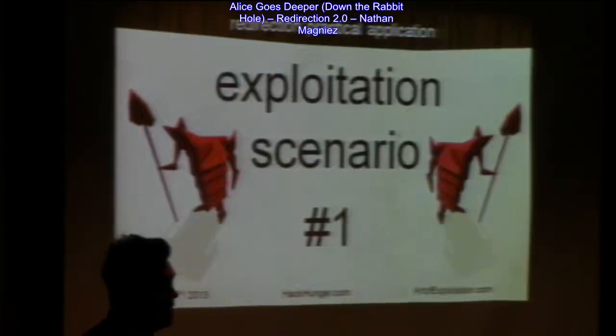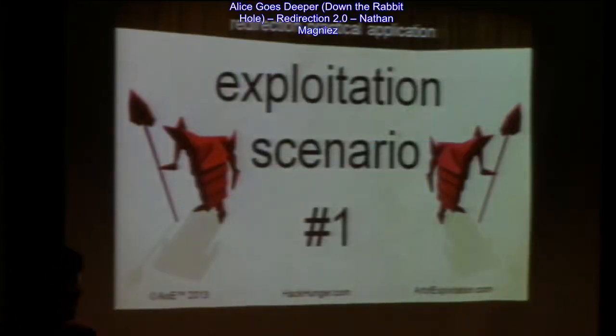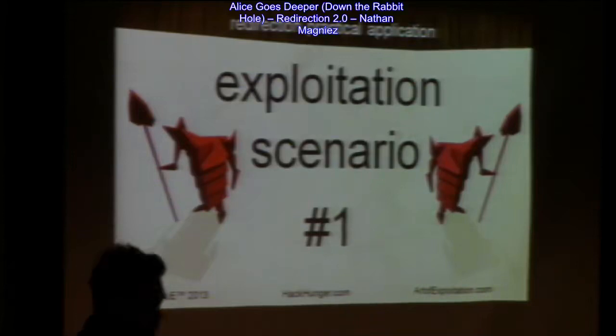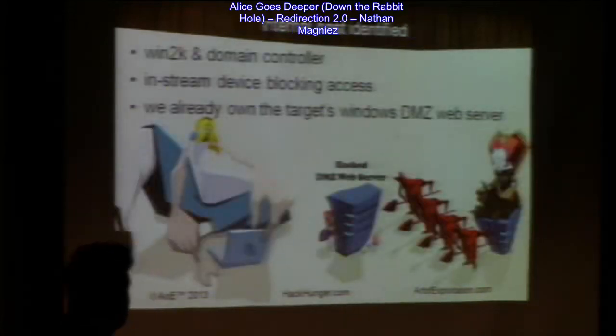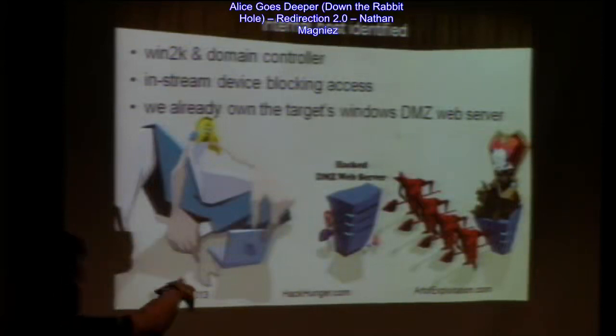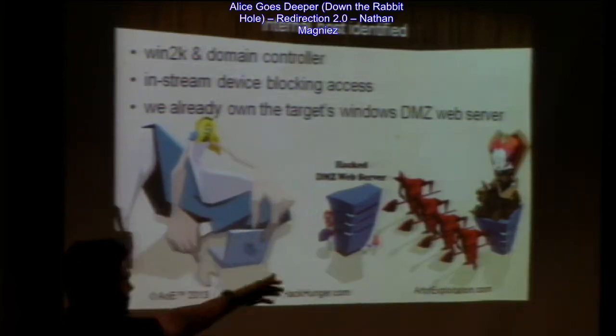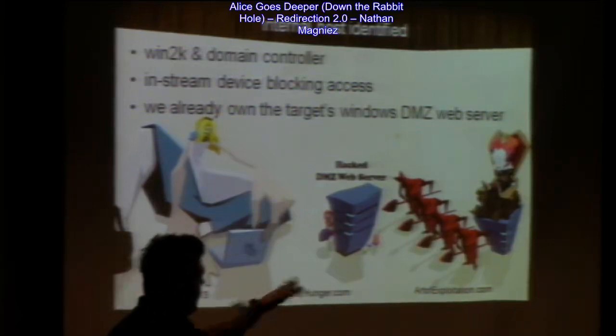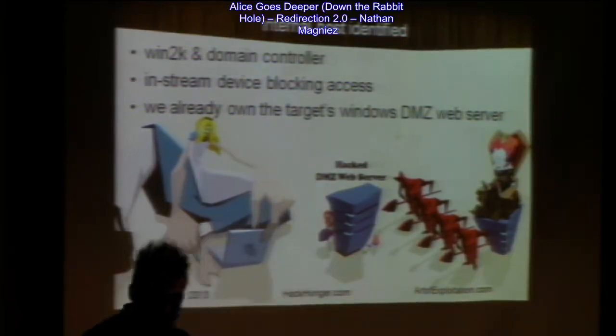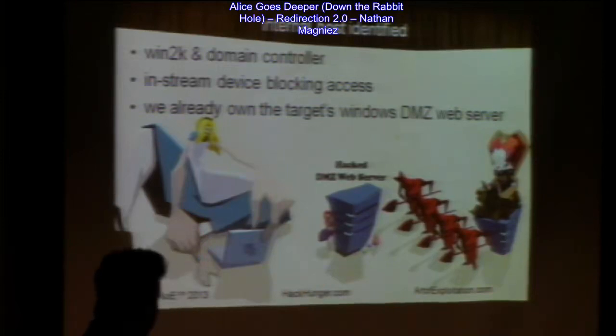All right, so let's talk about an exploitation scenario. In this example, we're going to have a Windows 2000 domain controller that we've identified out there. We have a hacked DMZ web server like we just talked about. We have an in-stream firewall of some sort blocking our access into that internal box. We already own this machine, so we have command line access to it. Excuse me, not physical, remote access to it.